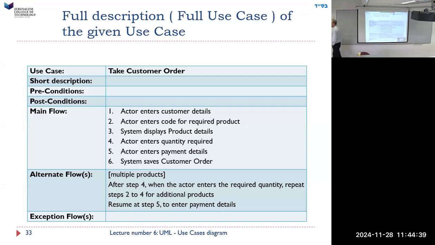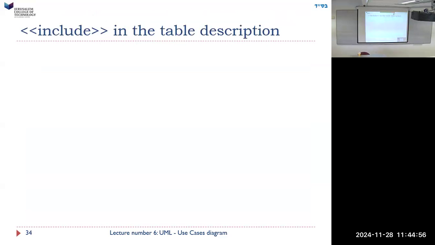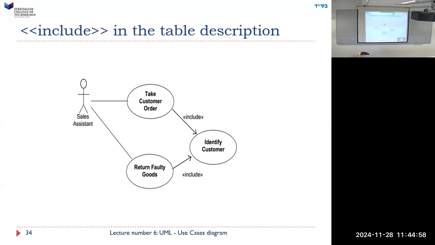An alternate flow would be buying multiple types of items. Multiple item SKUs, actually, is the word. You know that word SKU? SKU, it's not a word, it's an acronym. It means like an ID number for an item. Include that in the table description.